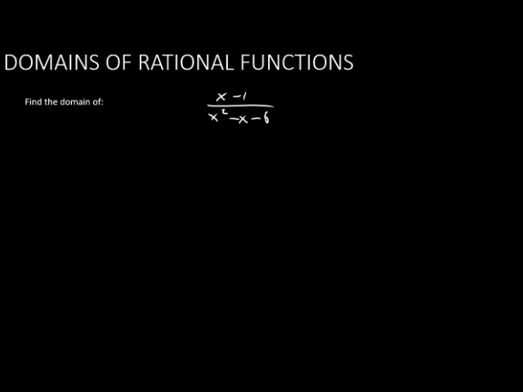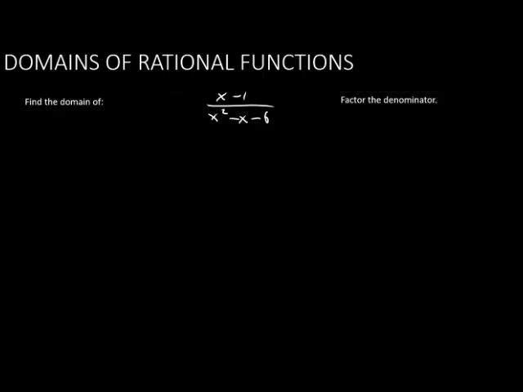In our first problem, we'll find the domain of this rational function, x minus 1 over x squared minus x minus 6. We'll begin this problem by factoring the denominator, seeing as how the denominator is second power.